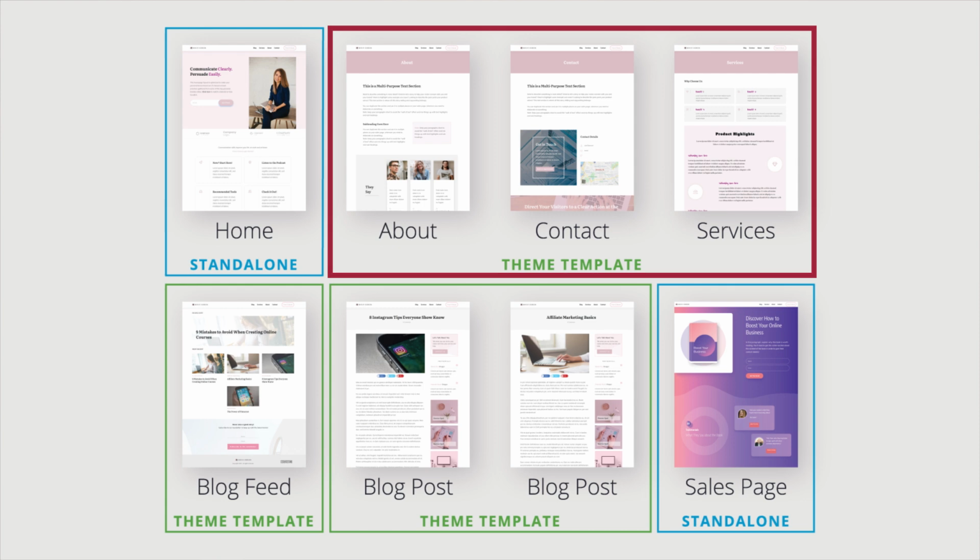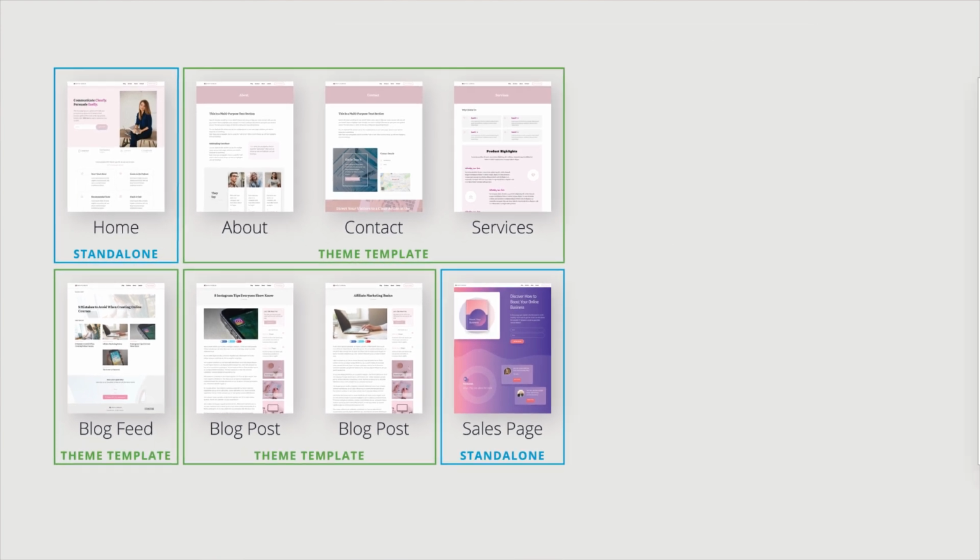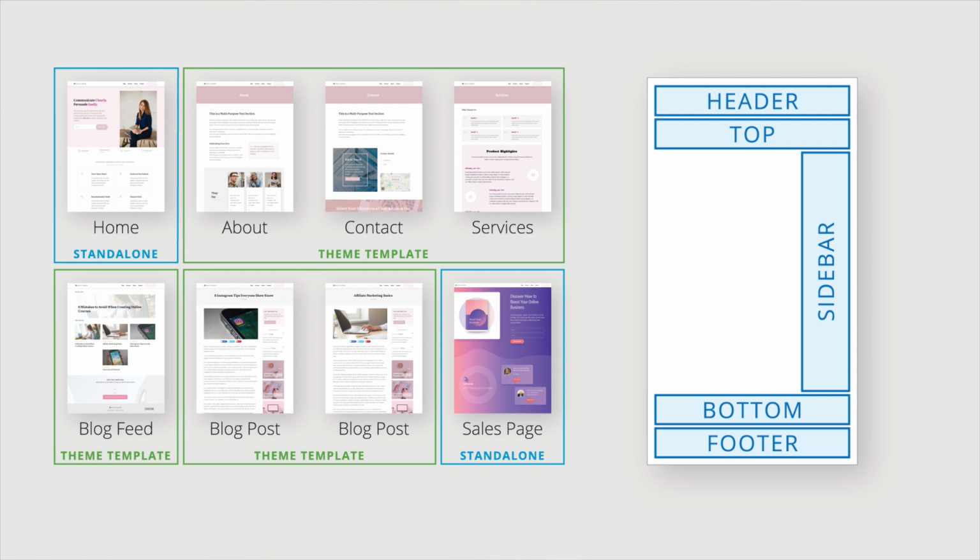For pages and posts that use a theme template, the theme template is responsible for the header, the top section, the sidebar, bottom section, and footer of a post or page, while the content portion comes from your blog post entry or your individual page entry. So what people see published on your website is actually an amalgam of those two things, the theme template and the individual post or page entry.